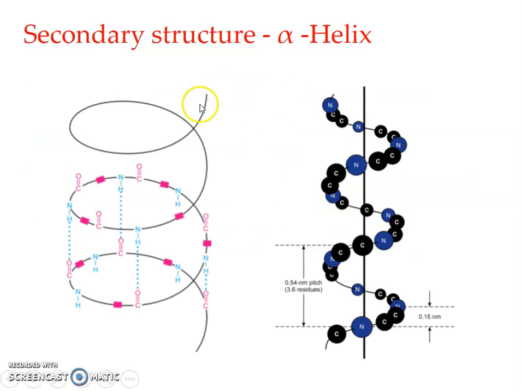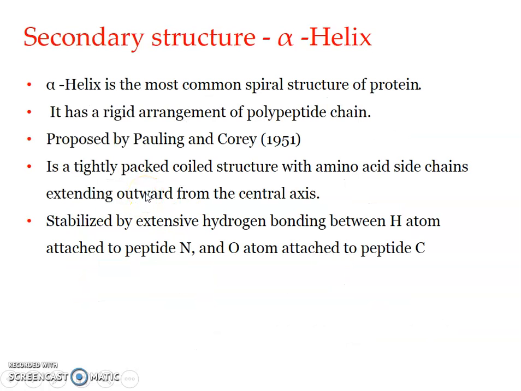So if this is a central axis running in a helical manner, you can see that this is an amino acid, of which the carboxyl group has formed an amide bond or peptide bond with the nitrogen on the amino group of the next one. Likewise it goes. This is the central axis, and from the central axis extend out all the side chains.